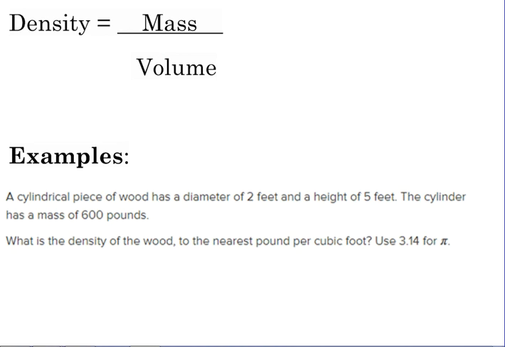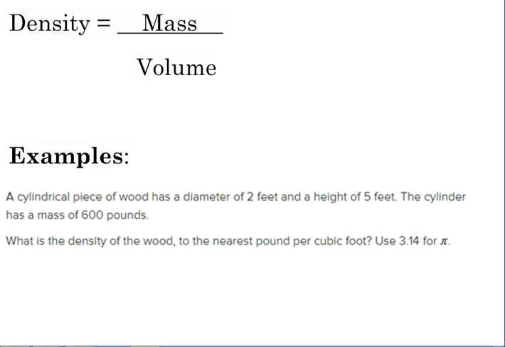Density is equal to the mass divided by the volume. The really easy way to remember that is DMV. It's like the division of motor vehicles, you go to get your license. DMV: density equals mass divided by volume. So the equation is very, very simple, but sometimes we're going to have to do a little bit more work before we can use the equation.